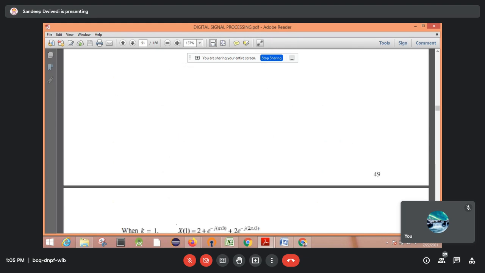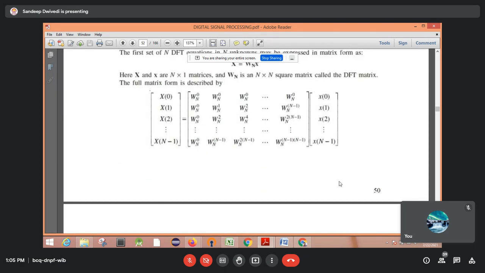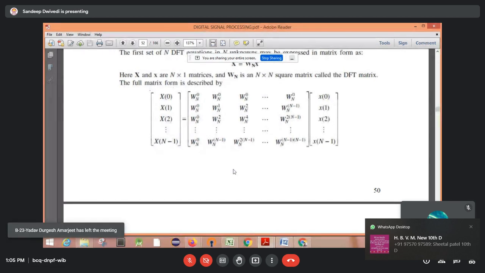I will show you the matrix. This is the way you can form the matrix. See here, you can write the value of n and write the value of k. You can multiply those values and you will get the w raised to power. This is the input sequence, and with matrix multiplication you will get the output DFT.